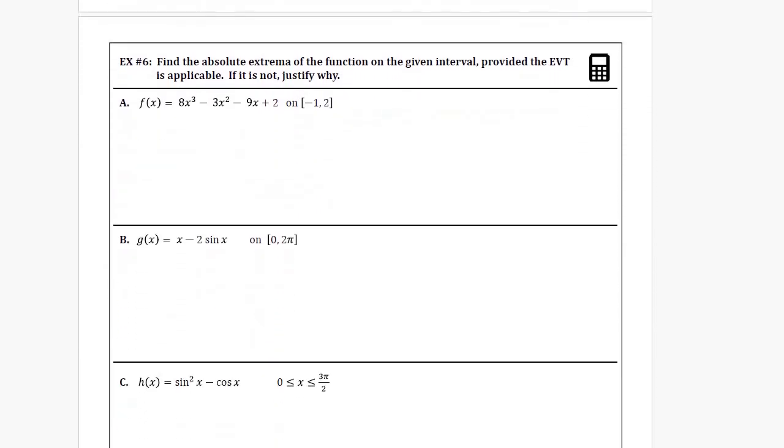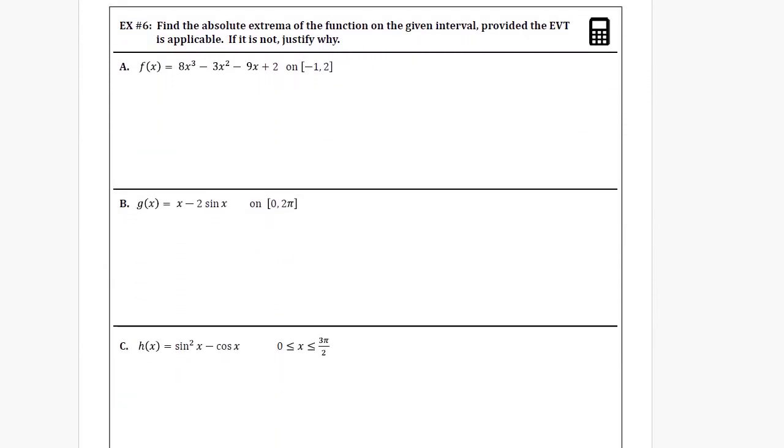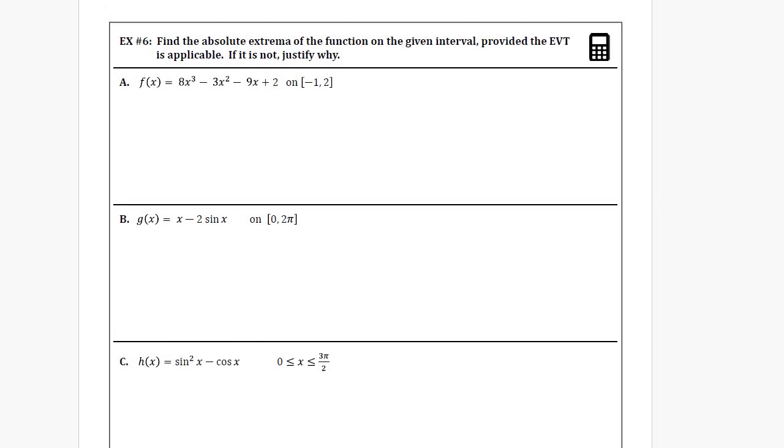So let's look at some examples. Find the absolute extrema of the function on the given interval, provided that EVT is applicable. If not, justify why. So notice that our first one is a polynomial function. Remember, we don't have to state anything more than polynomial function, continuous, we're good to go. We're looking at the closed interval, -1 to 2.